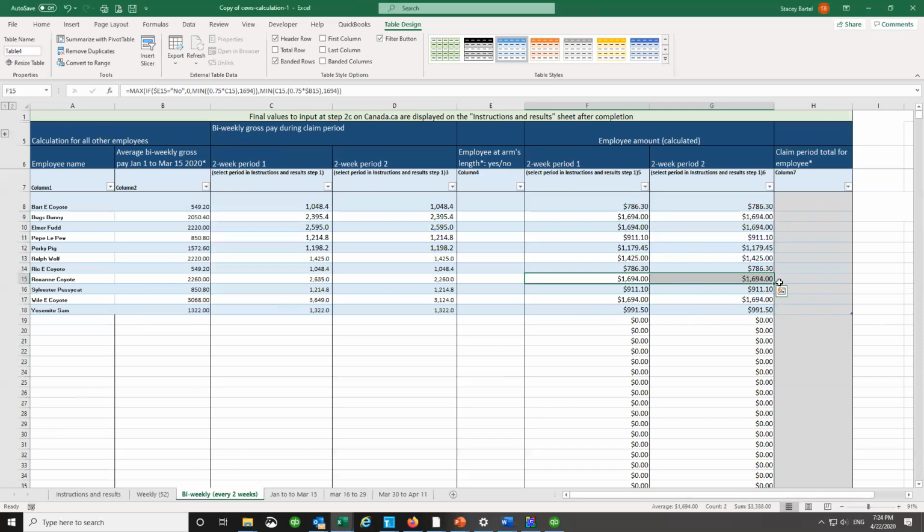Then the rest that exceed the maximum. Sorry, the rest of them all exceed the minimum, right? So that gives you your 75%. But there are some different calculations to look at here.